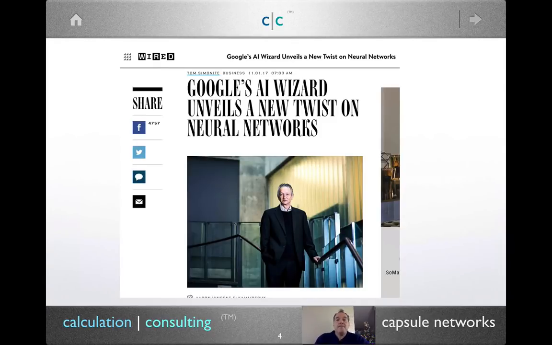I can't emphasize enough how much interest there's been in this. Here's an article in Wired magazine: Google's AI wizard unveils a new twist on neural networks. Yeah, that's a pretty good article. There are a number of videos and presentations on the subject. And what I'm hoping to do today is really walk you through the complete area from my understanding of it, starting as a graduate student and a postdoctoral fellow in theoretical physics and neuroscience and what we understood about the brain in the 1990s and where we've come to today.